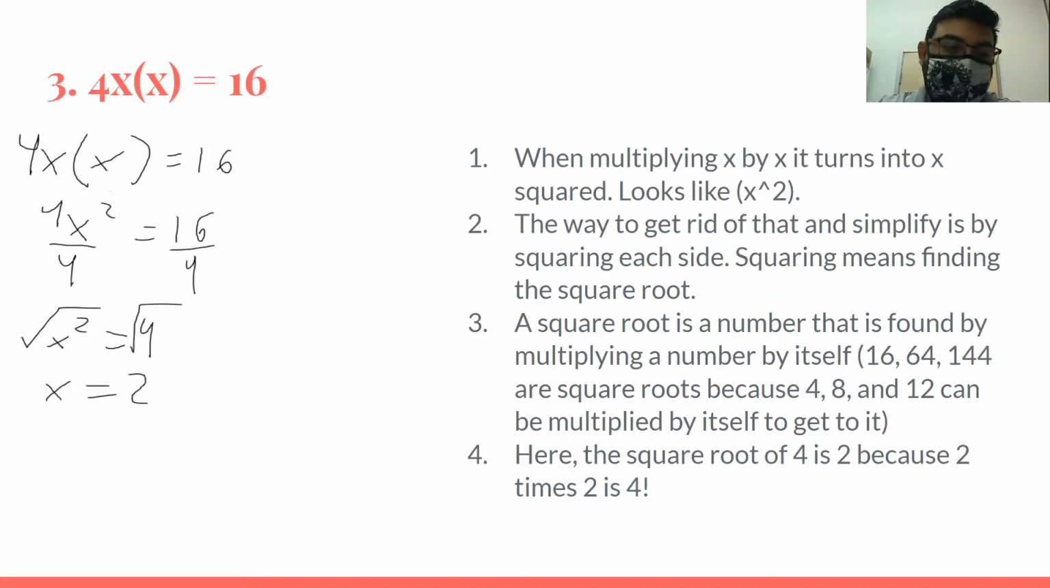All right. Anyways, 4x times x equals 16. When you're multiplying x times x, x turns into x squared, all right? Think of it as, let me write it down.